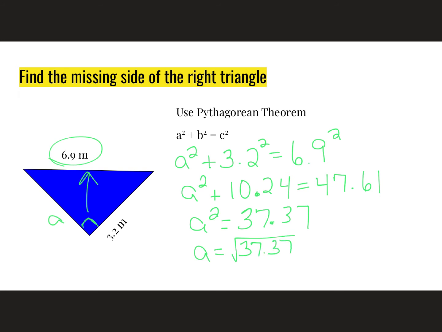Again, that's my exact answer. When I take the square root of that, I get a is approximately equal to 6.1, because my calculator says 6.113. Since the number after the 1 is less than 5, I just cut it off.